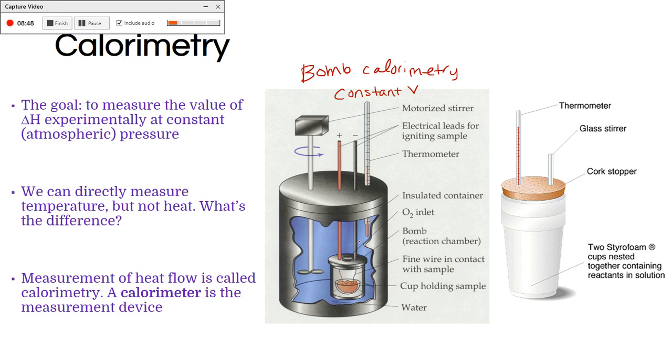And so we can calculate, based on the temperature change of the water, how much heat was generated by the food. And that's how we get calories. Okay, so this is constant volume. Constant pressure is what we use to figure out delta H, because we defined delta H as equal to heat at constant pressure.